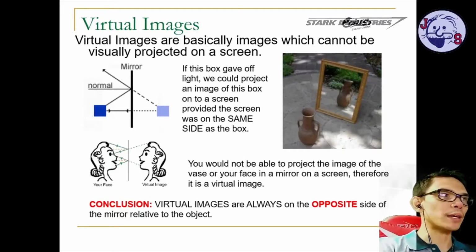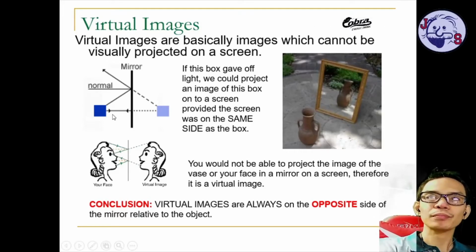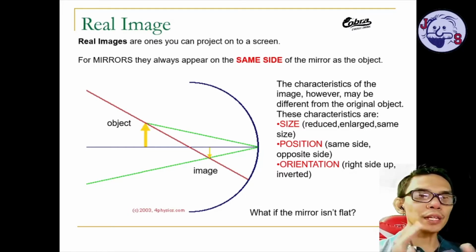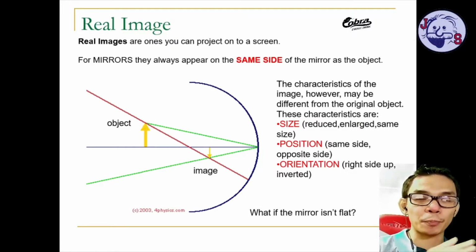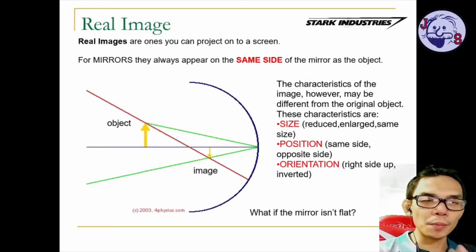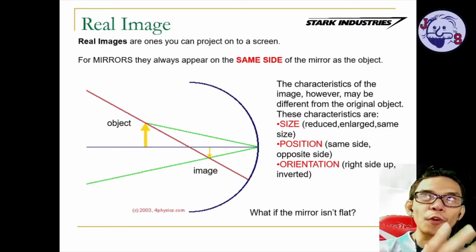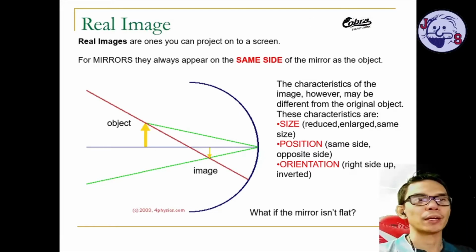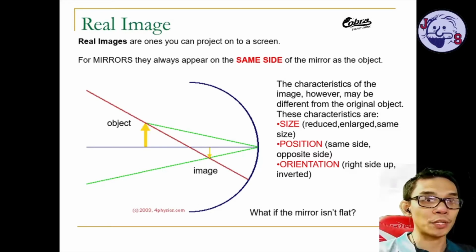Next one is the real image. So what is a real image? Real images are images that can be projected to the screen. And not only that, real images are images that are formed on the same side of the mirror as the object, relative to the object. So that is the real image.